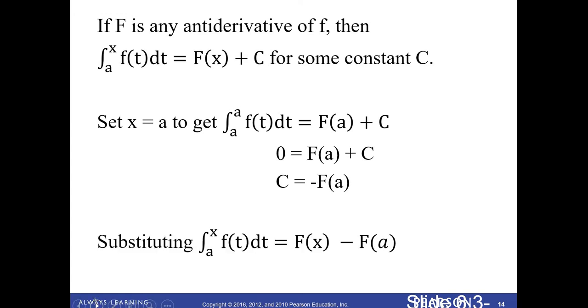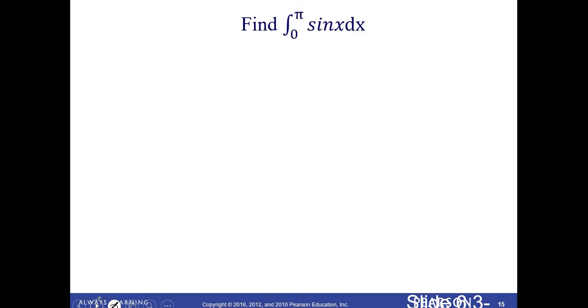So now I have a value for c. I'm going to plug that back into my original. So the integral from a to x of f of t dt is the antiderivative evaluated at x minus the antiderivative evaluated at a. This is really important. We're going to spend a lot of time on it. For right now, we're just going to use it. And as I said, we'll do some preliminary work to this when we get into class. But let's try one example.